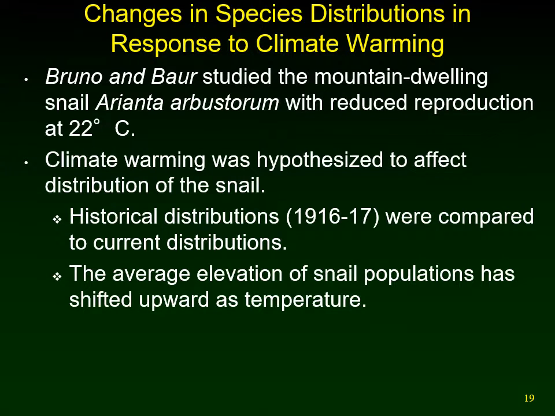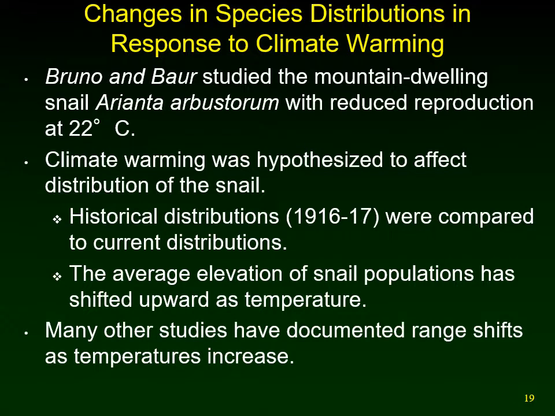And they found that as time went on and the environment became warmer over the last 100 years, the average elevation of snail populations has shifted upwards. Essentially the snail is just moving up in elevation to get to where it's cooler, and so they're not surviving down low. The only place they survive is higher up, and so eventually their population has moved higher and higher up into the mountains.